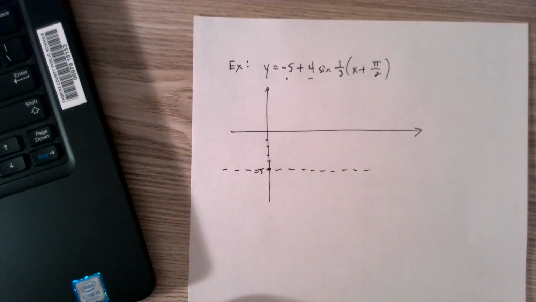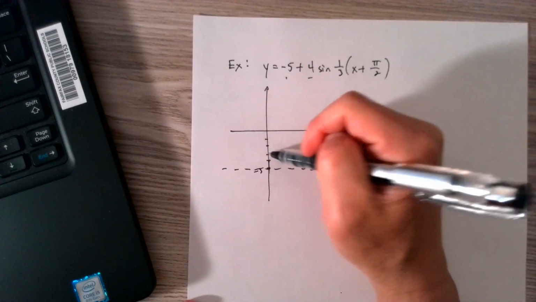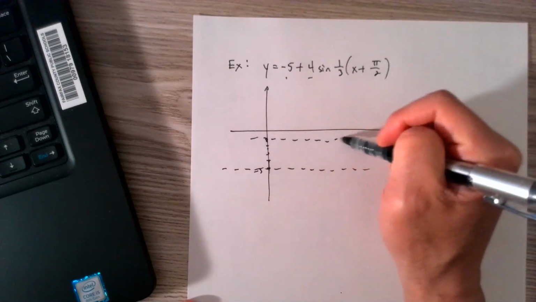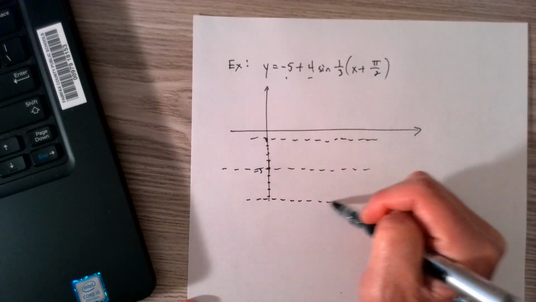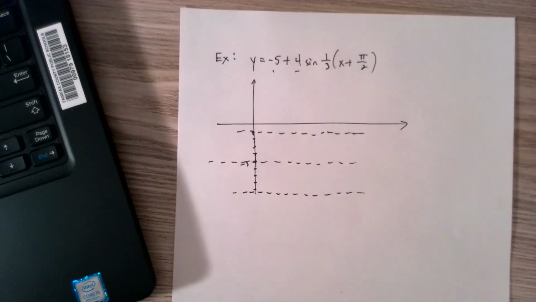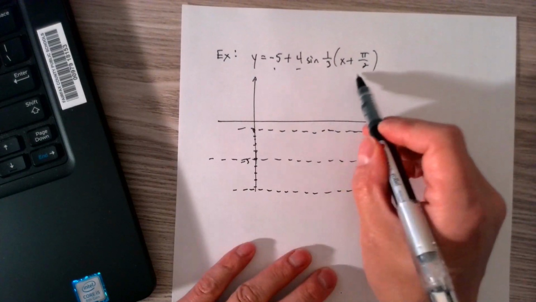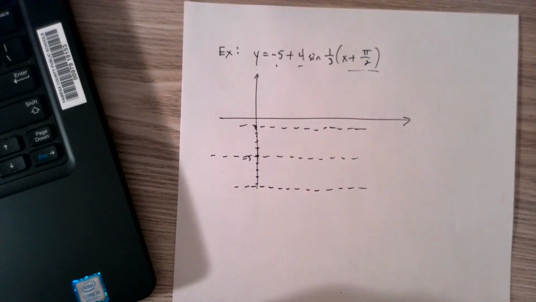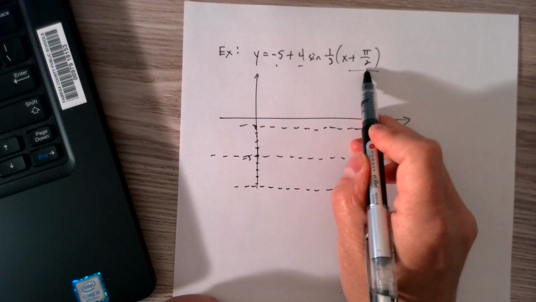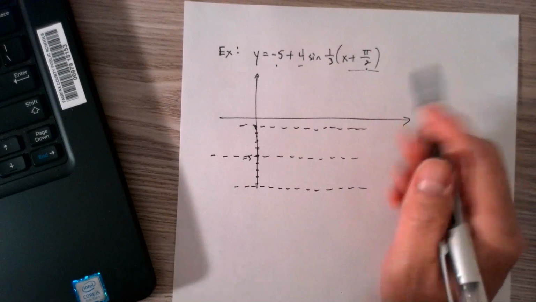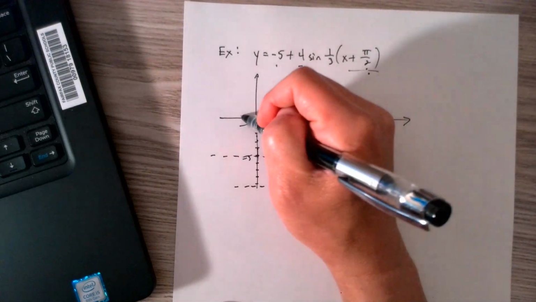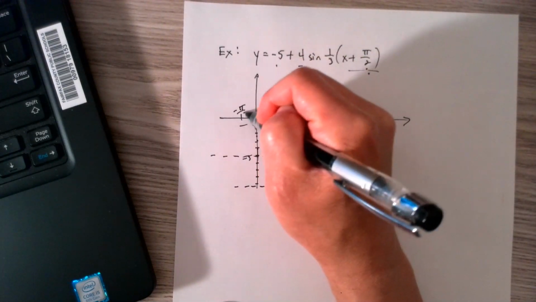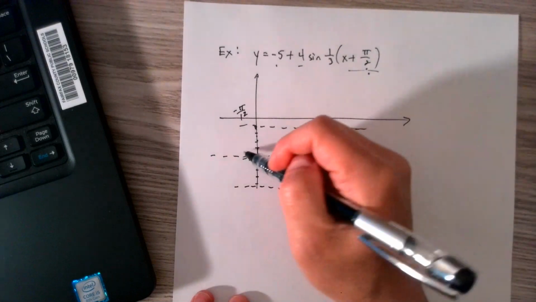The amplitude is 4, so up 4 for the upper bound, and down 4 for the lower bound. Okay, now there's a phase displacement here, so the sine curve is going to start pi over 2 to the left. Pi over 2 to the left. That's 90 degrees to the left. So I'll make this negative pi over 2. And that's where my sine curve is going to start.